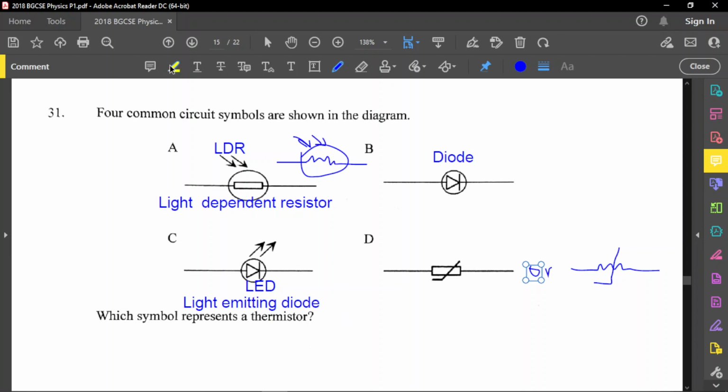So again, D will be your answer right here for 31. All right, so D is your correct answer. So let's go to question 32 real quick.